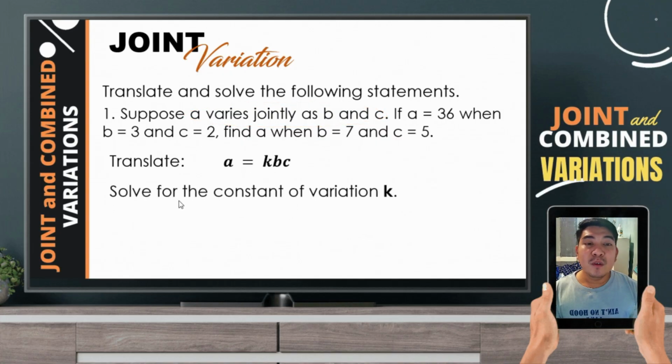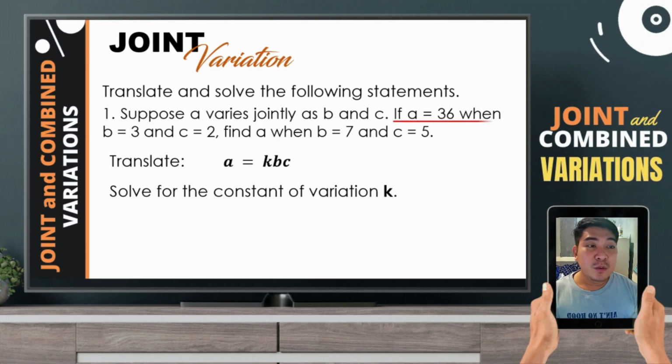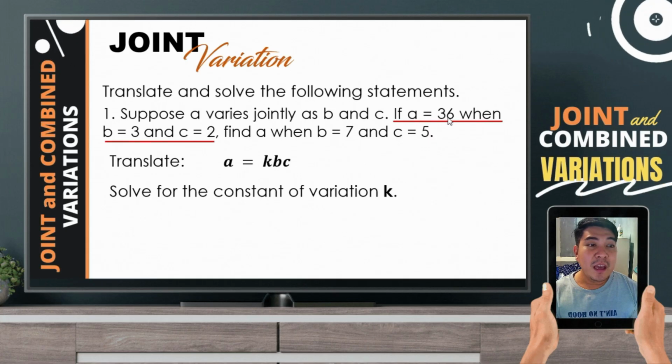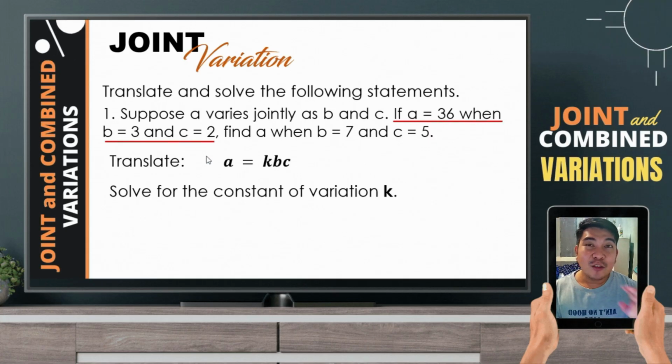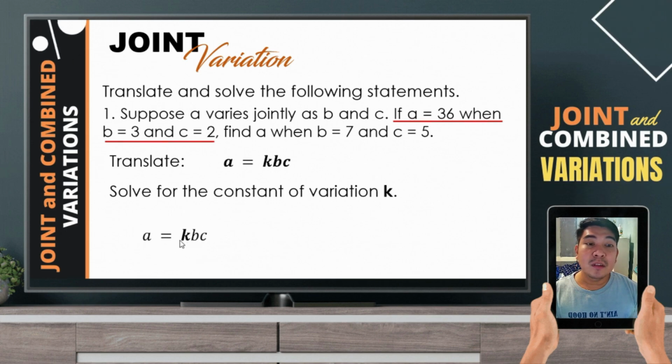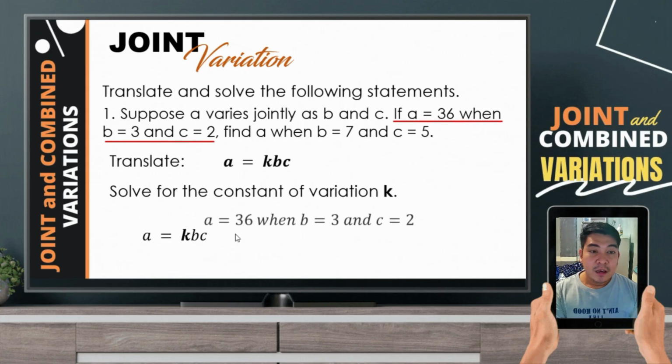Next, we need to solve for the constant of variation K. How are we going to do that? We will be using this statement: A equals 36 when B equals 3 and C equals 2. Ito yung may mga given na values, yung mismong quantities na given for us to find the value of K. So from our original equation, A is equal to K B C, our translation, we just need to substitute the values of A, B, and C to this equation.